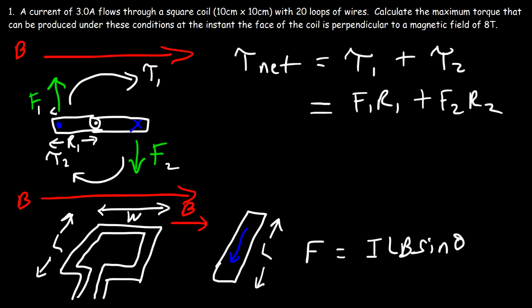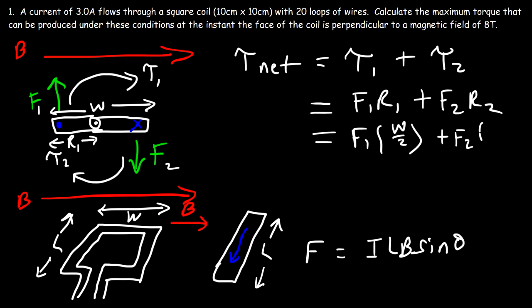So that means W is that part. It's equal to 2R, or R is half of W. So we can replace R with W divided by 2. A half plus a half is a whole, and these two forces are identical. So W over 2 plus W over 2, that's 2W over 2, which is W. So right now we have force times W. And now let's replace the force with ILB sine theta. So it's going to be ILB, or LW, times B sine theta.